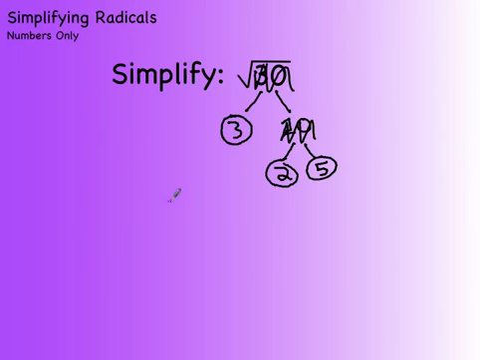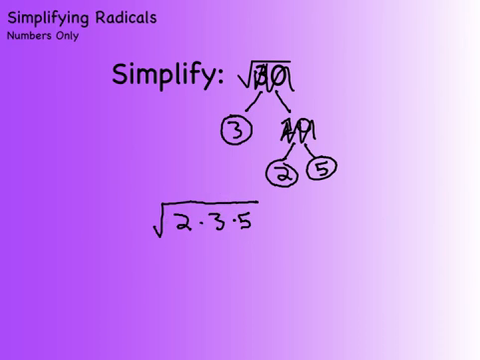So what we would do is we would rewrite this as the square root of 2 times 3 times 5. But there's a problem. See, 2 times 3 is 6. That's not a perfect square. 3 times 5 is 15. That's not a perfect square. 2 times 5 is 10. There's no perfect square here.